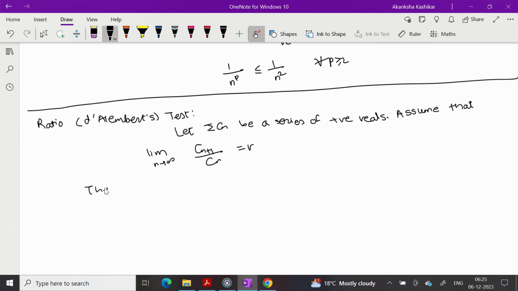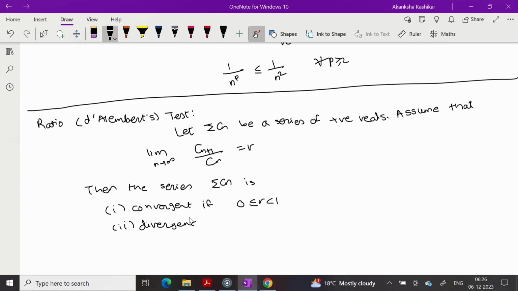Then the series summation Cn is convergent if r is between 0 and 1, that is 0 is less than or equal to r is strictly less than 1, divergent if r is greater than 1, and the test is inconclusive if r is equal to 1.